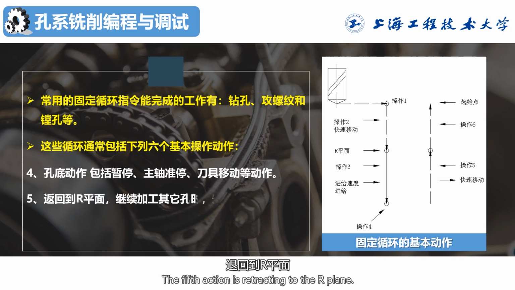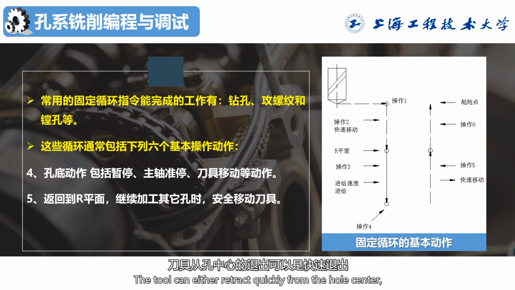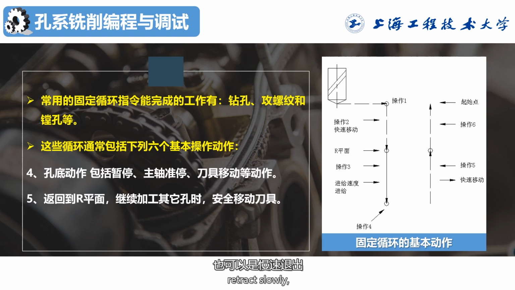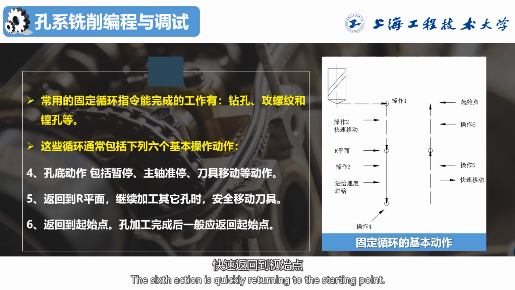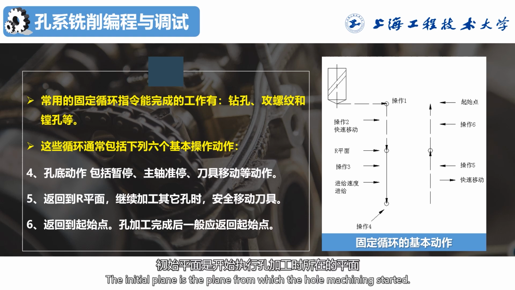The fifth action is retracting to the R plane. The tool can either retract quickly from the hole center, retract slowly, or even retract manually. The sixth action is quickly returning to the starting point. The initial plane is the plane from which the hole machining started.